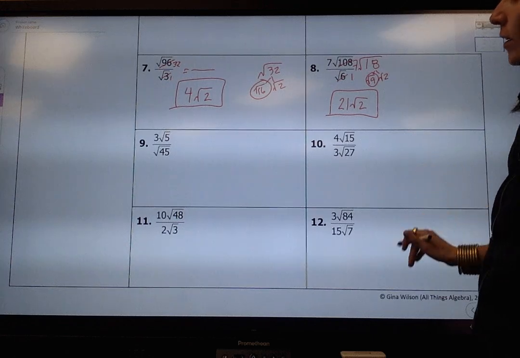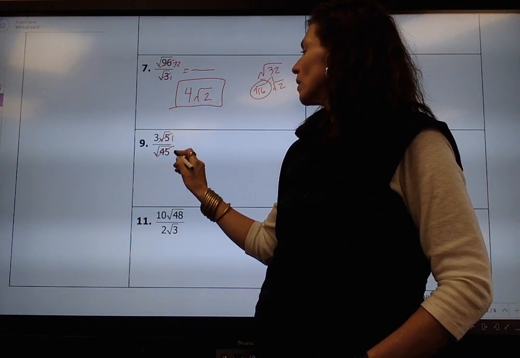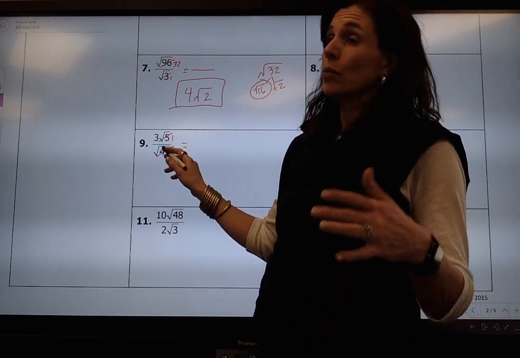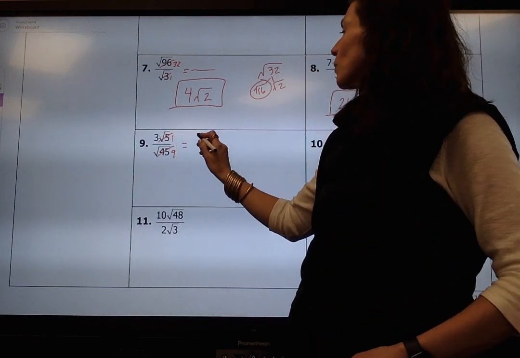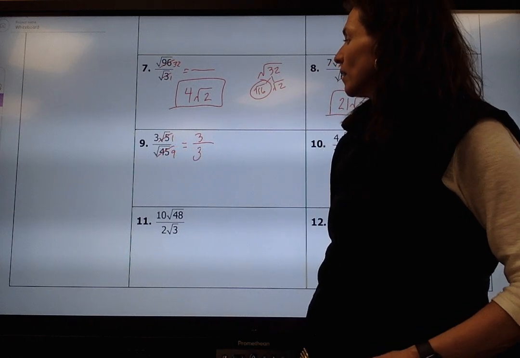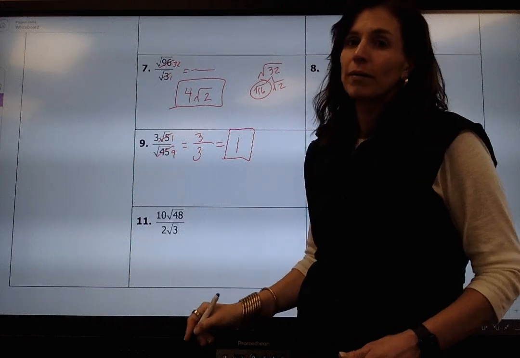If you look down at number 9, 5 and 45 can reduce. And then I have 3 times, remember square root of 1 is 1. So 3 times 1 is 3. And then the square root of 9 is 3, which 3 over 3 reduces to 1. So 1 would be my final answer.